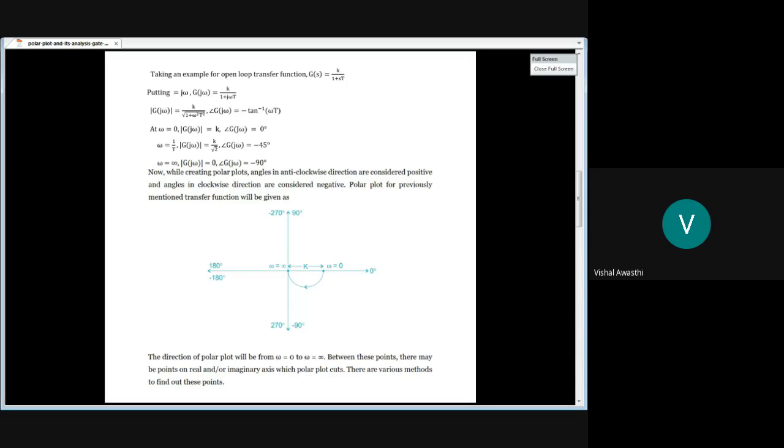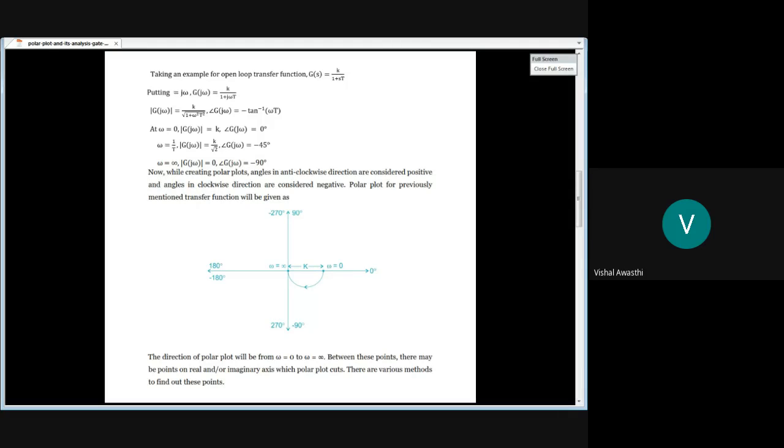It means the length is showing its magnitude, direction is showing its phase, and the point is showing its frequency. It means at this particular point, you just have to write the frequency value. In this case, this is omega is equal to 0. Its direction is itself showing your phase, and the length from the origin is itself showing its magnitude.